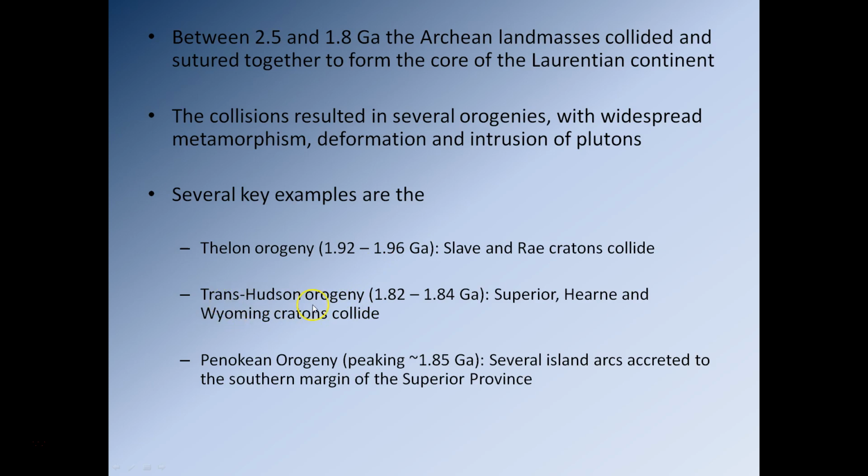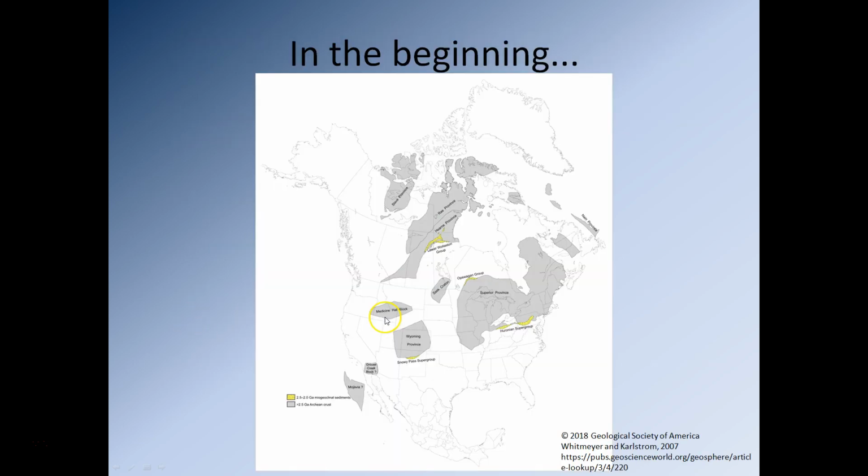Then we have the Trans-Hudson orogeny. That's between 1.82 and 1.84 billion years ago. And that's where the Superior, the Hearn, and the Wopmay cratons collide. So that's when the Hearn, which is here, the Superior, which is here, and the Wopmay province, which is here, all come towards each other. So the Superior goes this way, the Hearn comes this way, and the Wopmay comes this way, and of course there's a three-way collision.